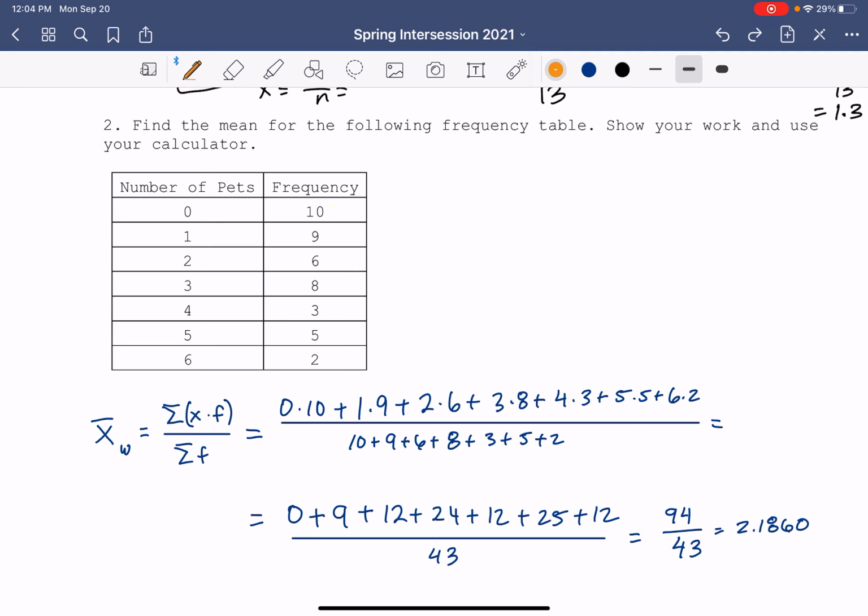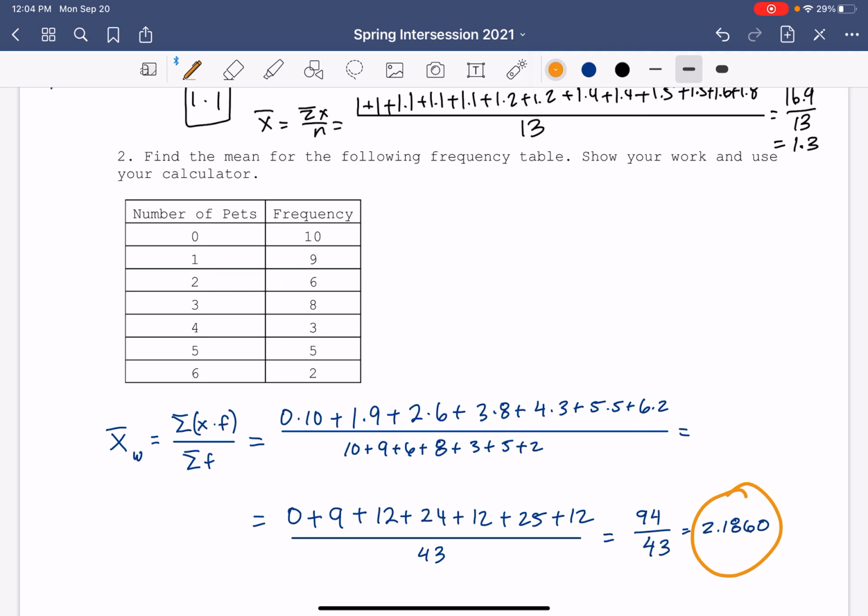And then we add this. And then we get 94 divided by 43, which gives you 2.18. Now, you can use your calculator to find the weighted mean. I do have a video, or you can watch a video.